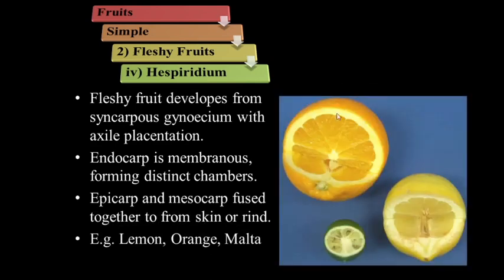Here, this is the outermost epicarp, which forms the rind, and it is fused with the mesocarp. This whitish part is the mesocarp, the outer yellowish structure is the epicarp, and the innermost is the endocarp, which is membranous, and it forms the distinct chambers one, two, three, and so on. So this is the characteristic feature of Rutaceae members, or you can say the citrus fruits.